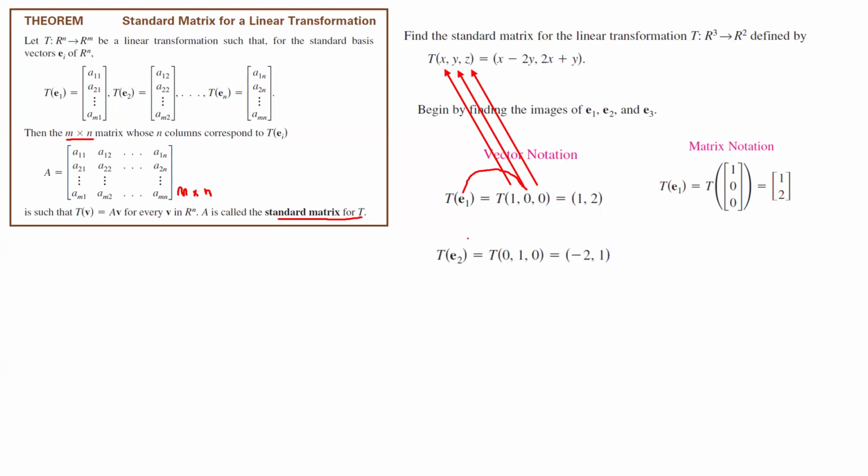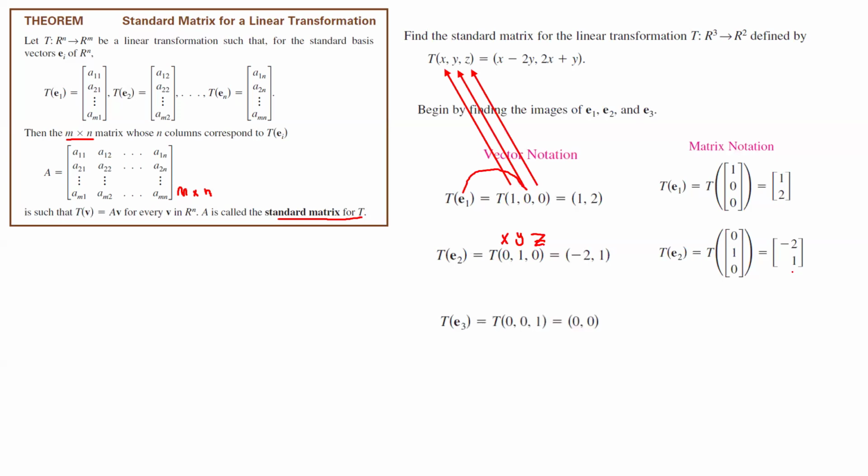This linear transformation takes E2, it changes 0, 1, 0 to negative 2 and 1. Again, wherever you see x, you plug in 0. Wherever you see y, you plug in 1. And wherever you see z, you plug in 0. So you end up with negative 2 and 1. In vector notation, T of E2 is T of 0, 1, 0, which is negative 2 and 1.